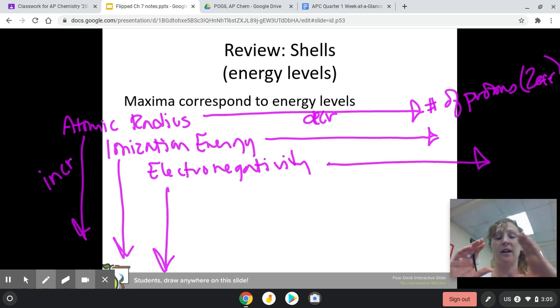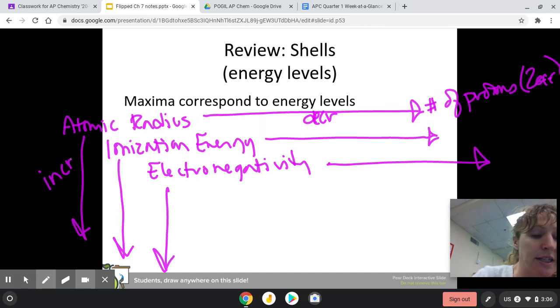You're going to get bigger and bigger and bigger. So the smallest atom in the first column, in that first family, is going to be hydrogen. Your biggest is going to be francium, and that's because you're increasing in energy levels.